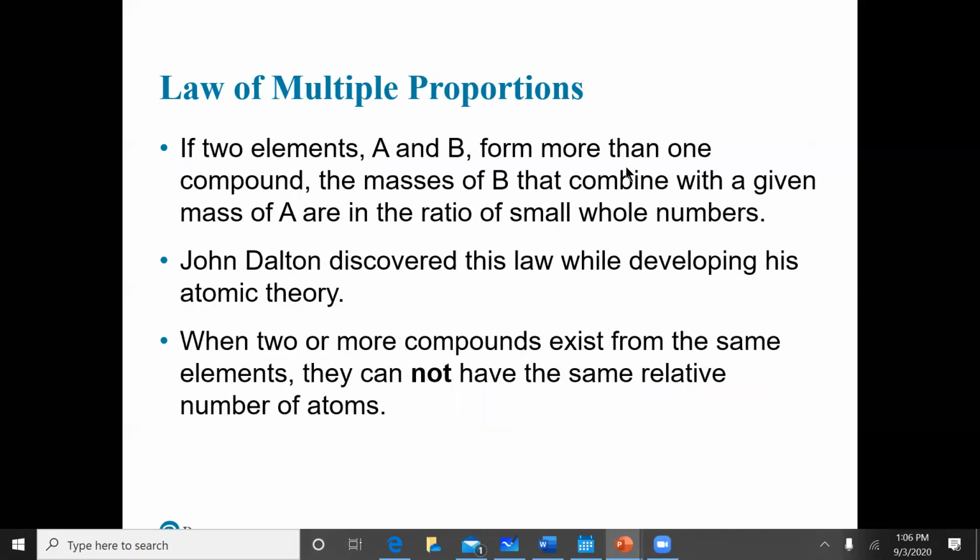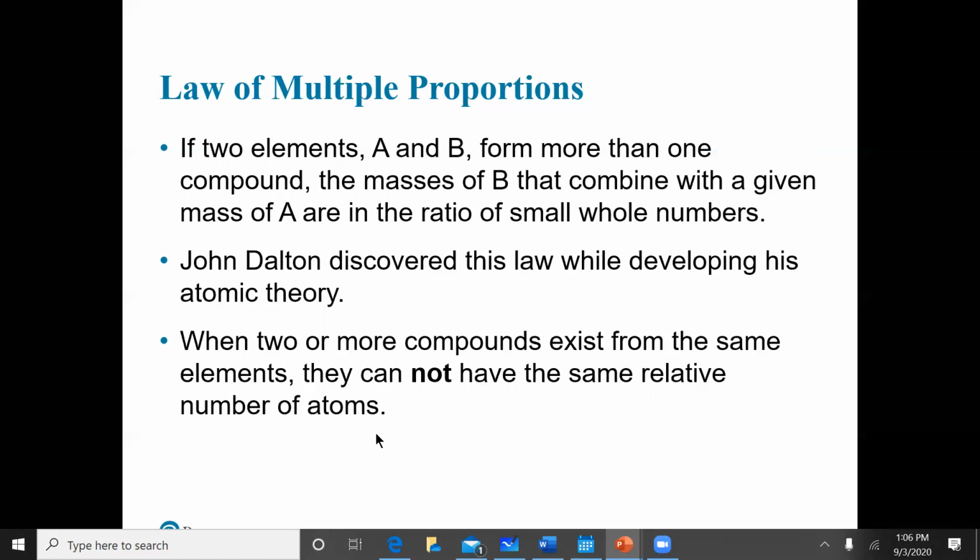The law of multiple proportions. If 2 elements, A and B, form more than one type of compound, the masses of B that combine with a given mass of A are in the ratio of small whole numbers. So it always has to be a whole number ratio. We don't have half atoms. John Dalton discovered this law while developing his atomic theory. This is an important part of it. When 2 or more compounds exist from the same elements, they cannot have the same relative number of atoms.